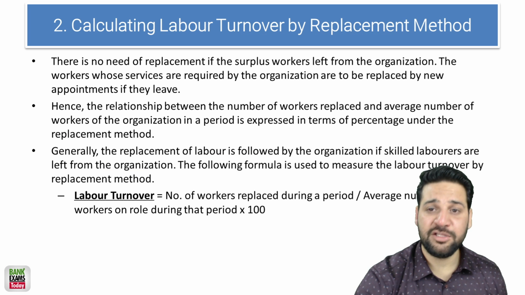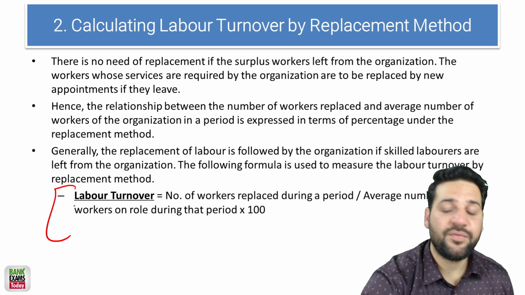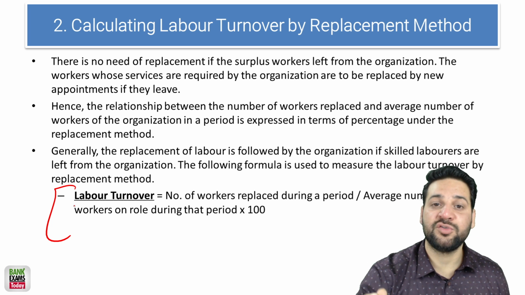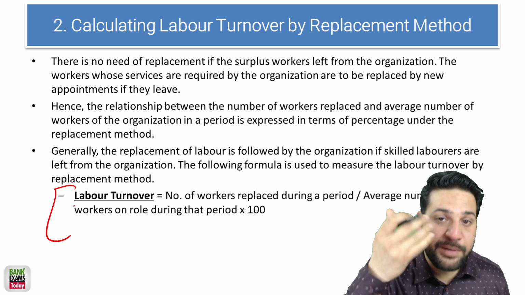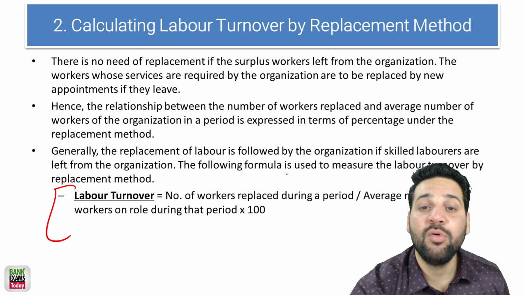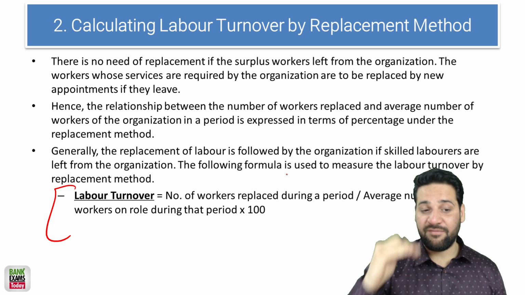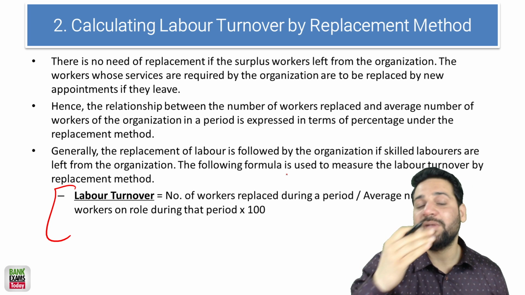Another method is the replacement method. Here we are not finding out how many people left us. We are finding out how many people got replaced. So the number of workers replaced divided by the average number of workers on the rolls, multiplied by 100.